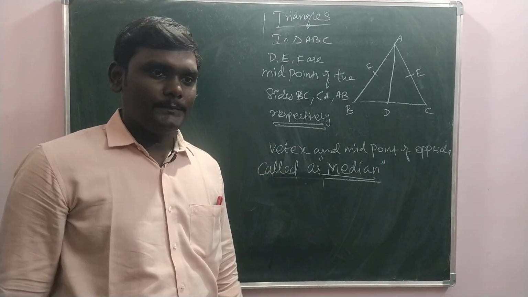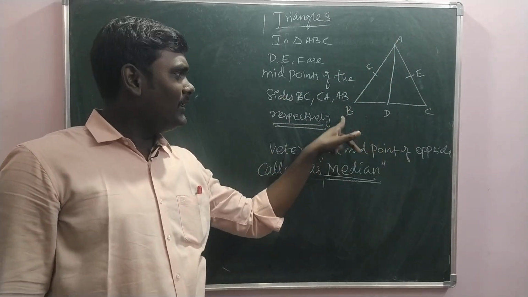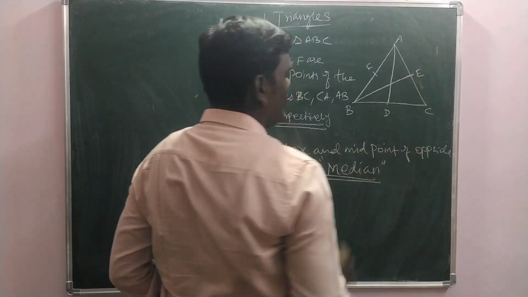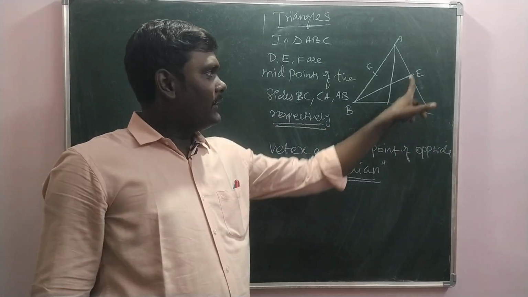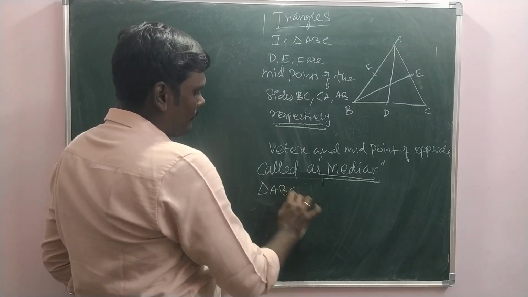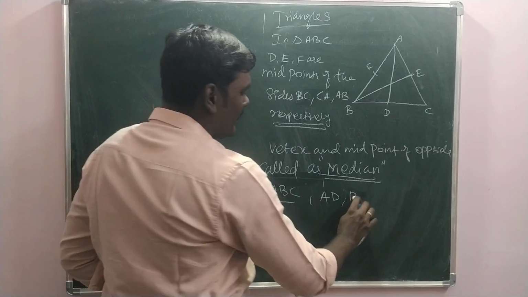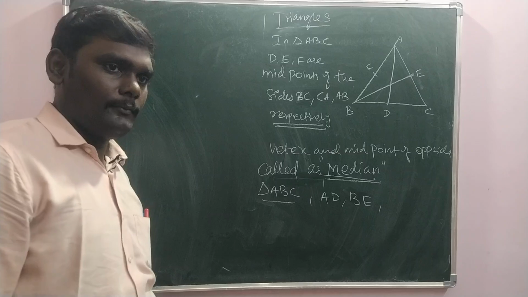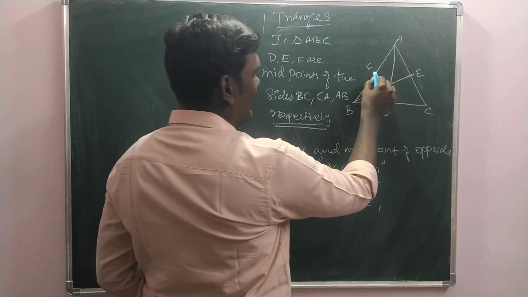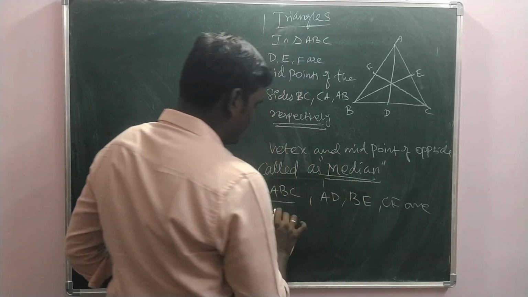How many such medians do we have? As many as the vertices. This vertex, opposite side midpoint, we can connect. What about this vertex then? Opposite to this vertex, we can connect, right? This is also a median. So in the triangle ABC, AD is a median. After that, BE is a median. Any other median possible? CF, or FC. So AD, BE and CF are medians.